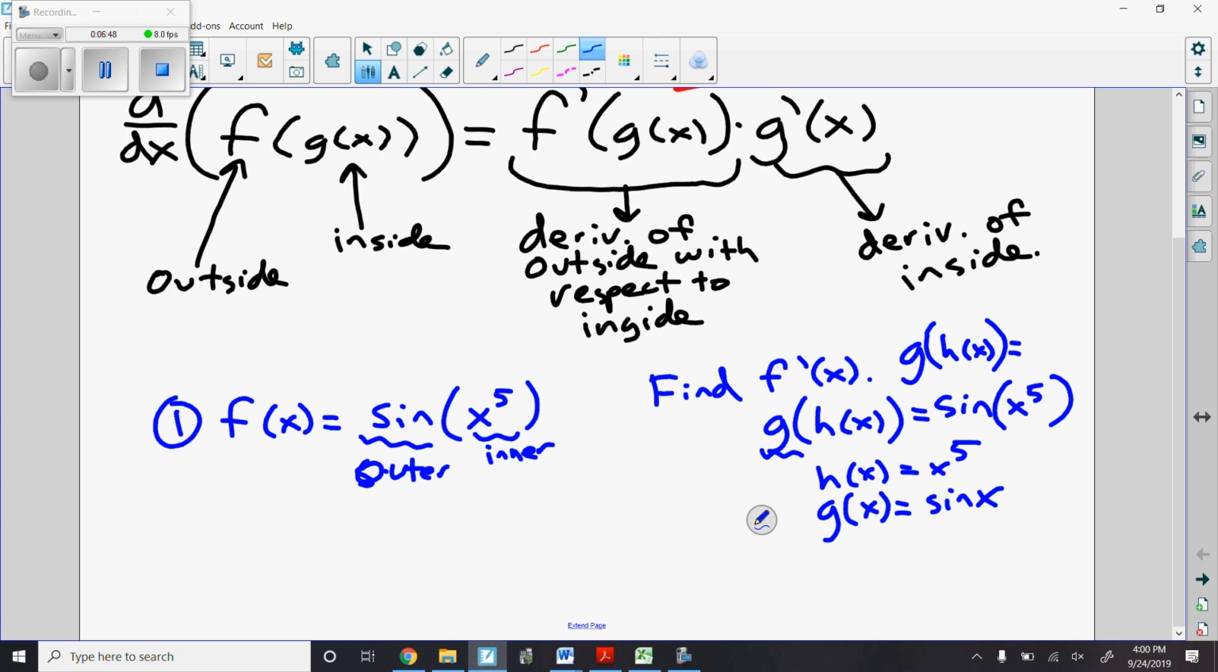Okay. But again, I want you to think of this as x to the fifth here as our inner function and sine as our outer function. So here's what we're going to do. We're going to do f. We're going to find f prime here. We're going to execute the chain rule. I'll use a different color so it stands out.